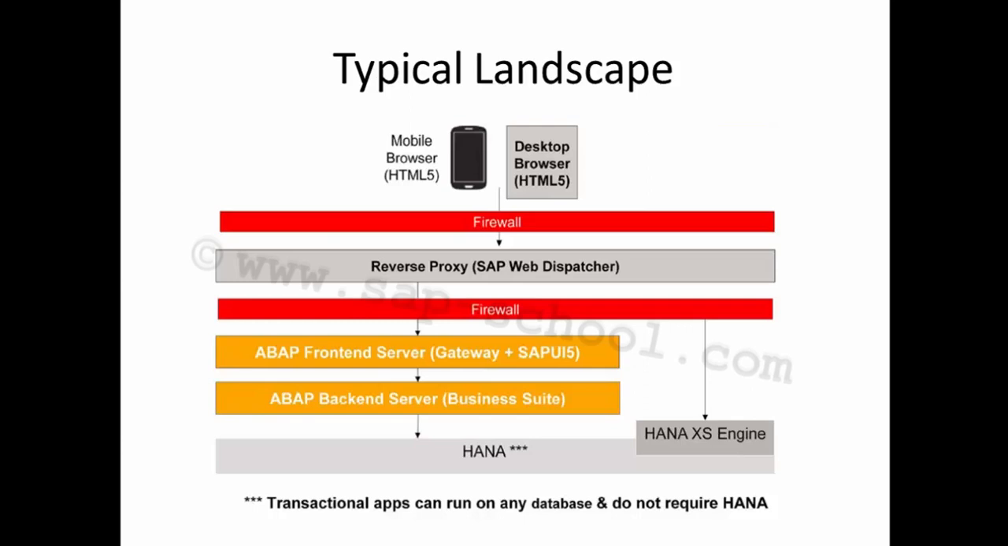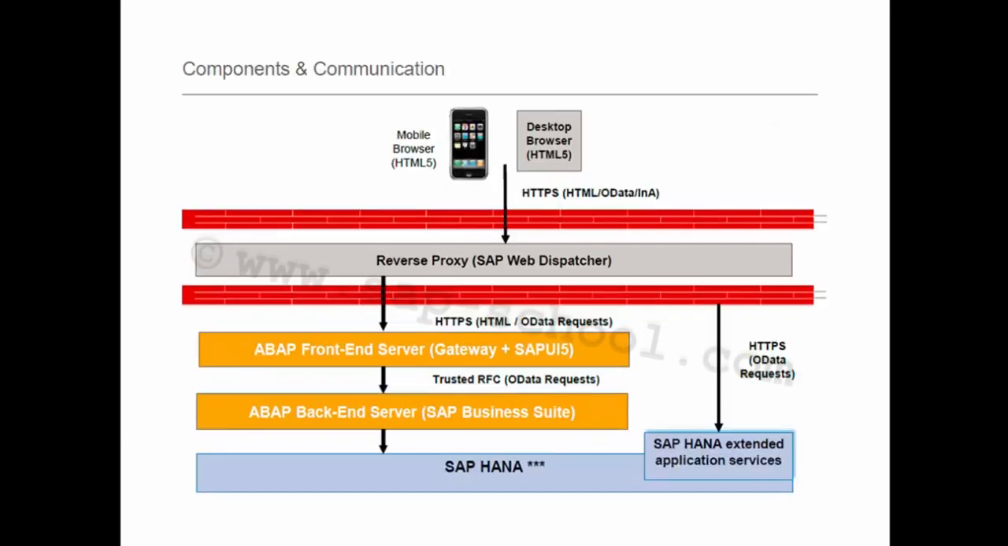So the transactional apps are the only app type that don't have to run on SAP HANA. So the fact sheets, analytical apps and the smart business apps, they all require HANA with no exception. So we have to use SAP HANA if we have to use the fact sheets, analytical apps or the smart business apps. Now let's move to the next slide.